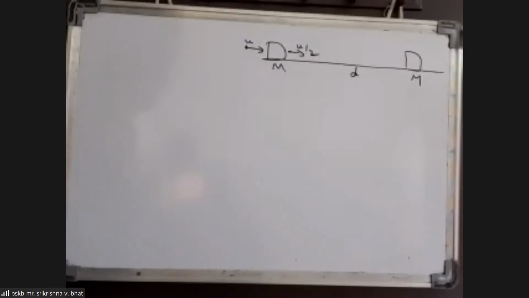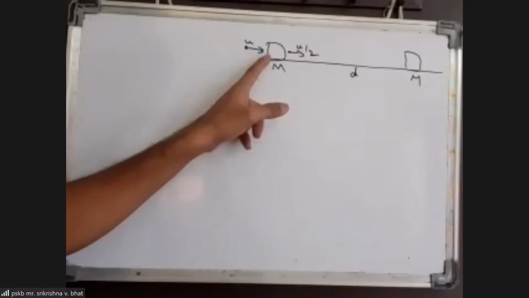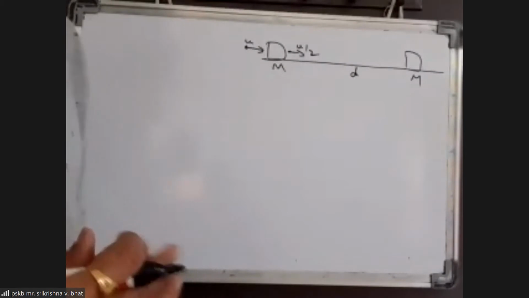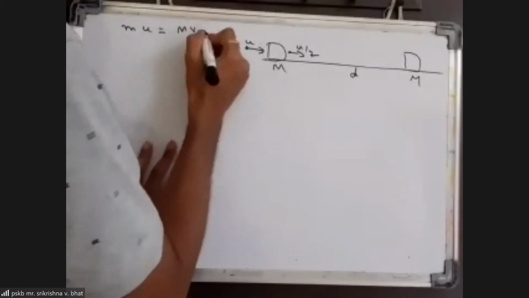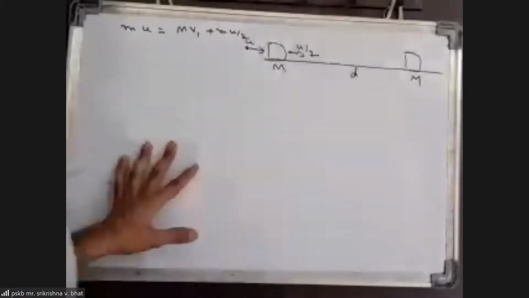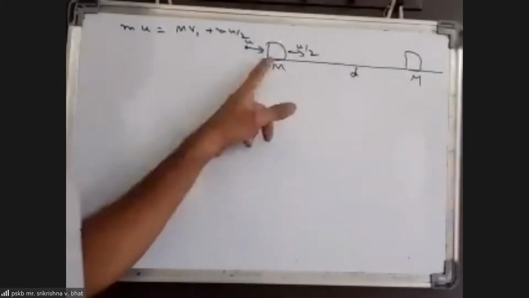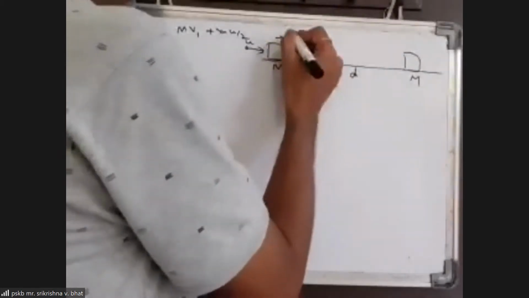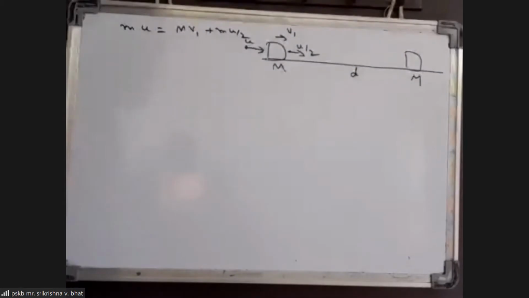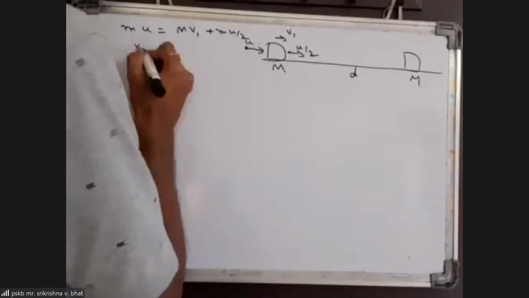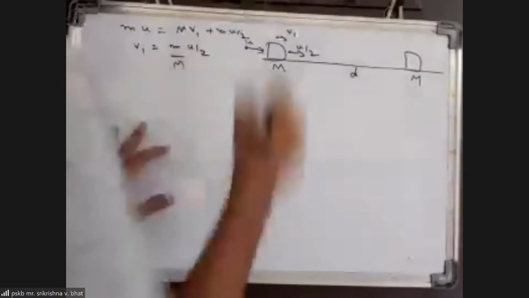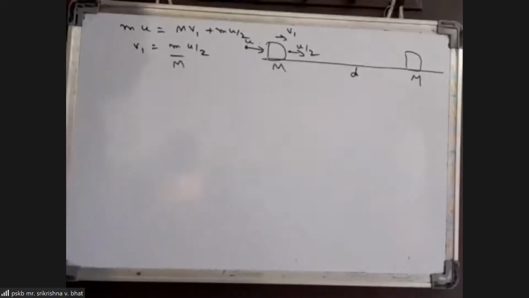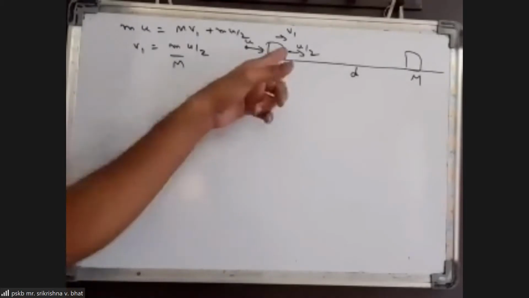By then this cube will acquire some velocity, and we can find that velocity using the momentum conservation principle. So small m into u should be equal to capital M into v1 plus m into u by 2. Here v1 is the velocity of the cube just after the bullet has gone through it. So v1 comes out to be m into u by 2 by capital M.